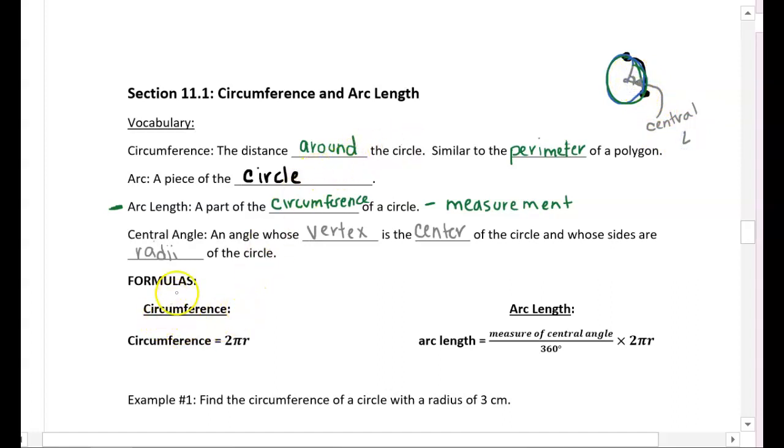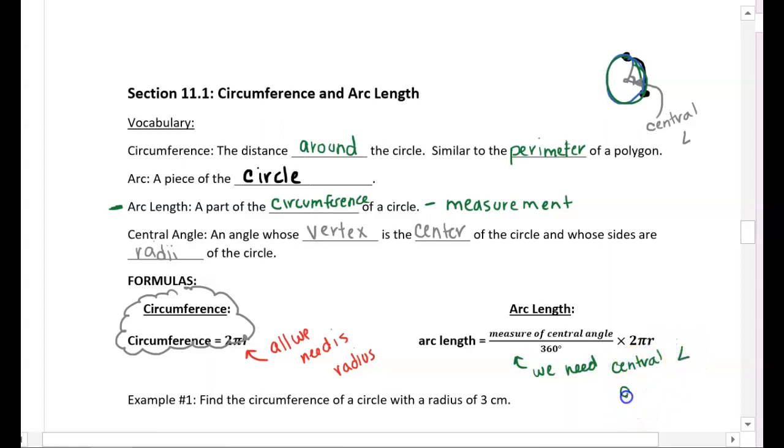Okay, now here are our two formulas. Circumference is right here. It's just 2 pi r, and notice the only thing we need to find the circumference is the radius. Now, arc length is a little longer and a little scary looking, but really it's not that bad because we just plug stuff in and let the formula work. So for this one, we need the central angle and the radius.